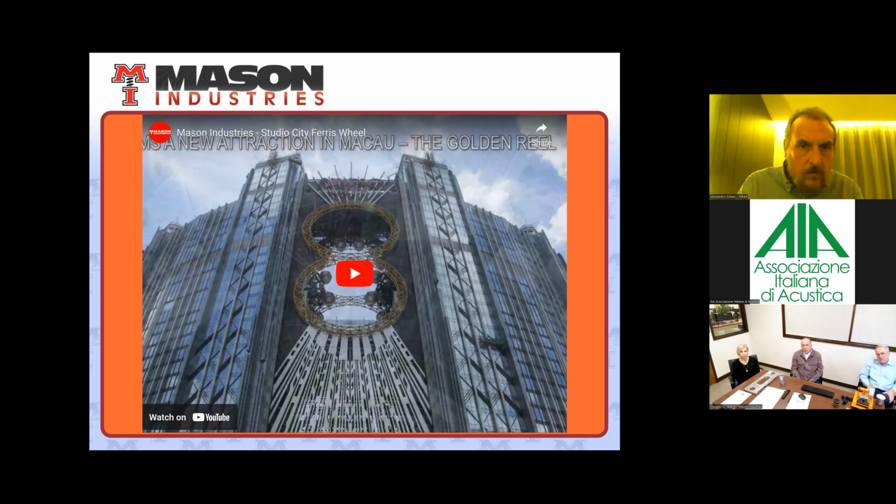So the Golden Reel in Macau is a casino. We've also done the casino at the Wynn property. And another case of people move is typical ski gondolas that go from the casino to the hotel to a zoo. And all of those supports were isolated as well.